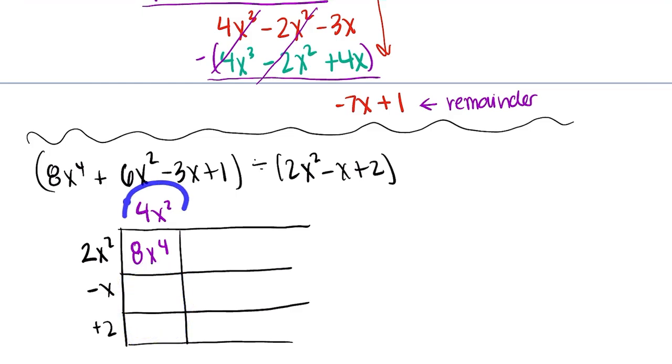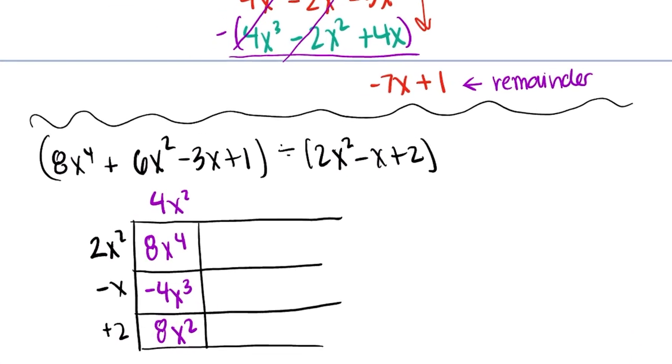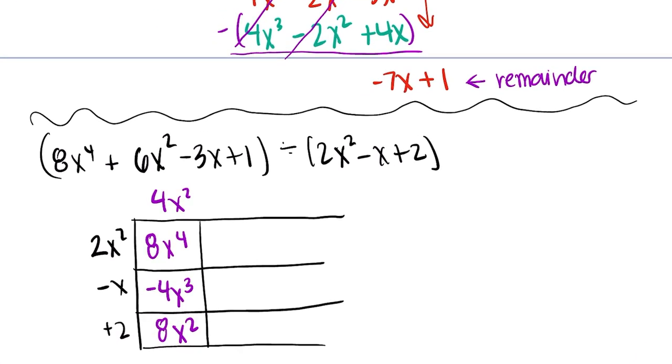So 4x squared times negative x would give me a negative 4x to the 3. 4x squared times 2 would give me 8x squared. Which if we come back and look at the long division, that is that line of the long division. So what we want to look at next is this column right here. We're trying to figure out that next column now.